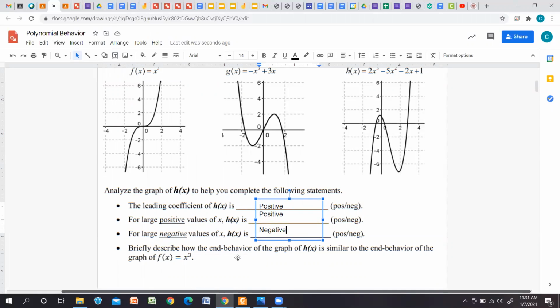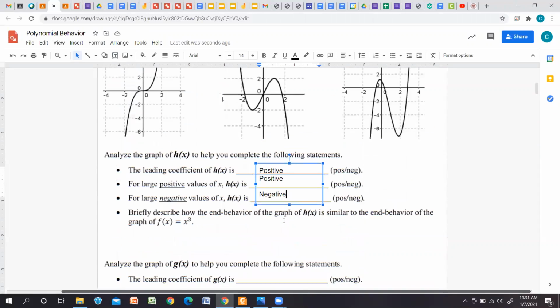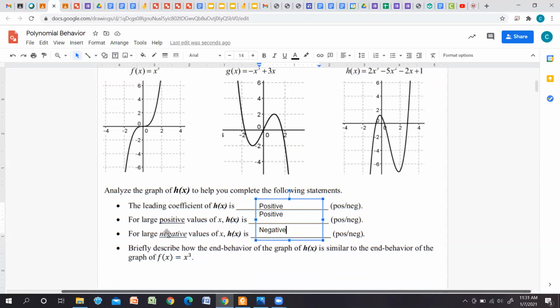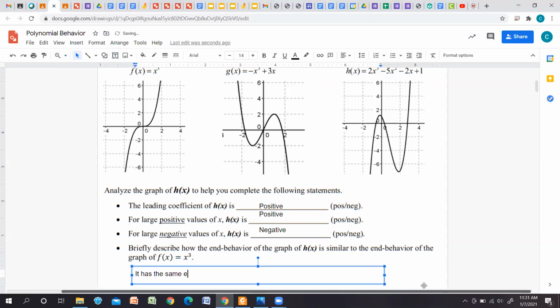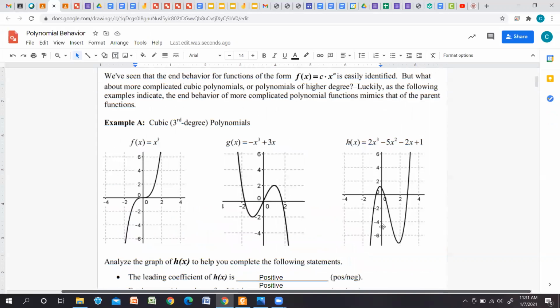Describe how the end behavior is similar to the end behavior of x cubed. So we're comparing it to the most basic function, which is x cubed. And we say it has the same end behavior as x cubed, right? So we think through and say, okay, that's the most basic function. And it's this concept that we'll need to talk about in class called the parent function. For this function, think cubic function, the simplest function is x cubed, so we call it that, okay?